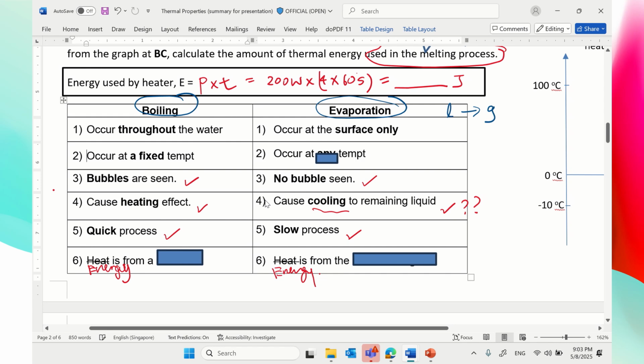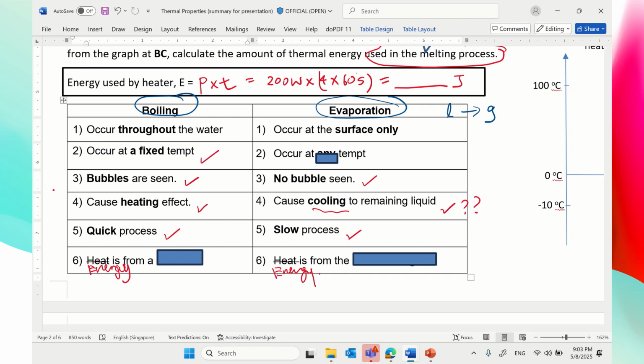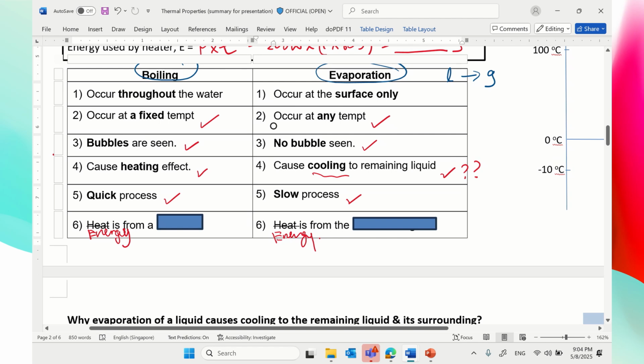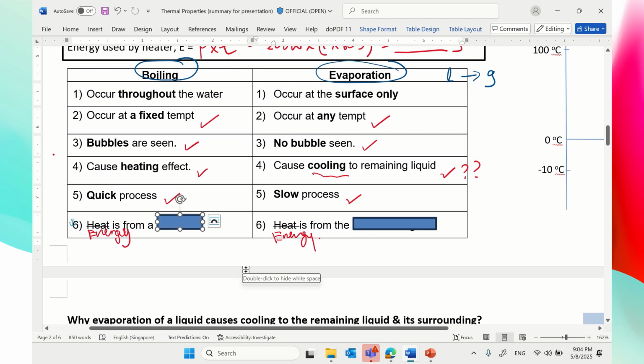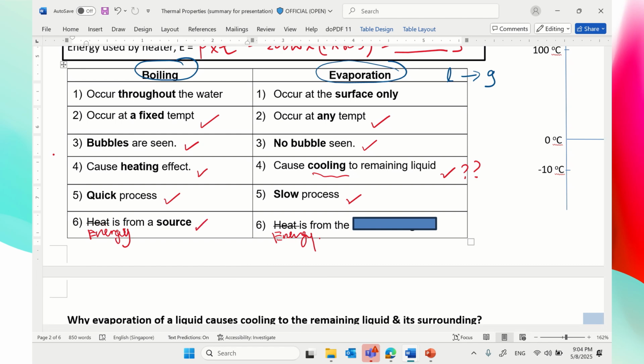Not just that, boiling occurs at a fixed temperature. For water, boiling only occurs at 100 degrees Celsius, right? But evaporation occurs at any temperature in the room, under the hot sun. So it's regardless of the temperature in the surroundings. It can happen at any temperature. So that makes evaporation different again. One last one. For boiling, energy is from a source. The energy absorbed by the water is from the stove or Bunsen burner, a source that is heating it to make the water boil.